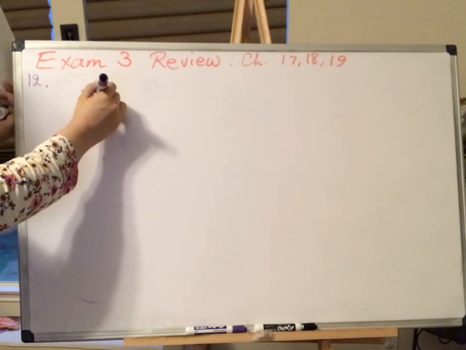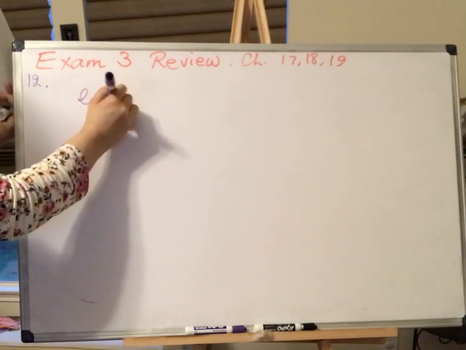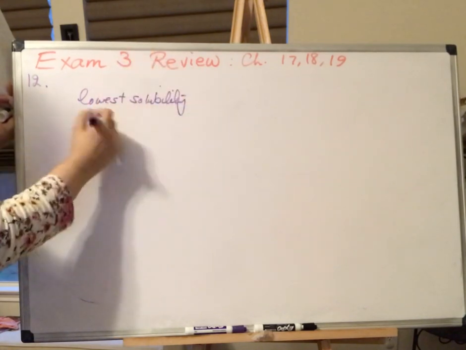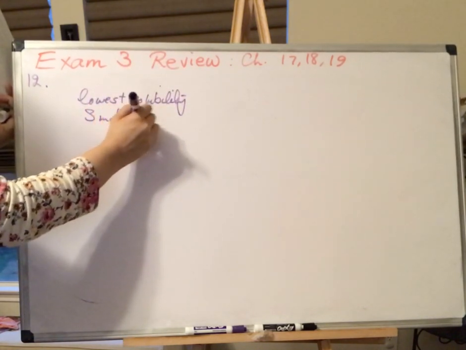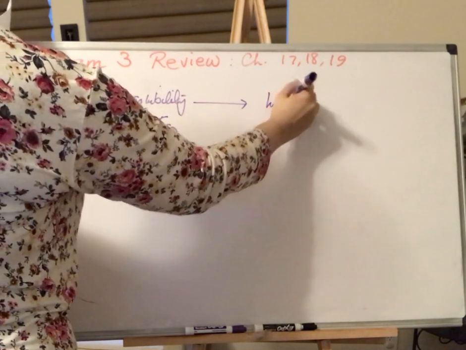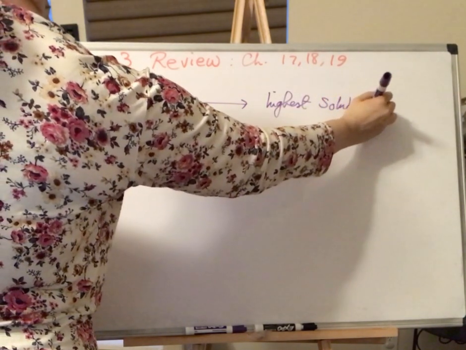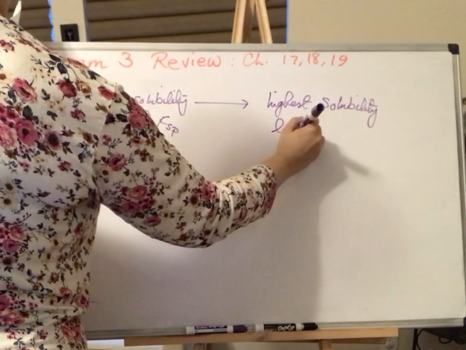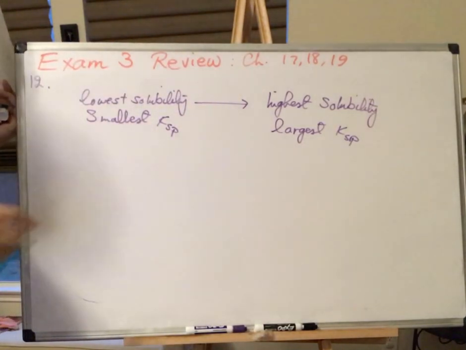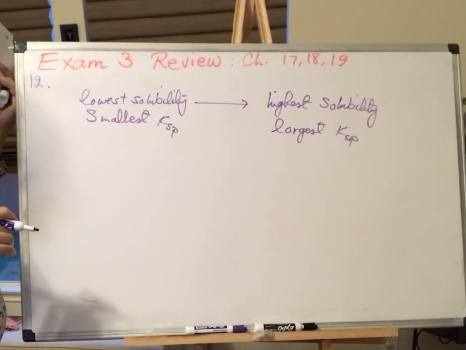From the smallest, or let's say lowest solubility, means smallest Ksp, towards highest solubility, which means largest Ksp. Okay, now which one has the lowest solubility among all of these compounds you see?